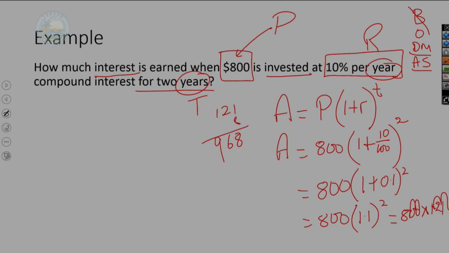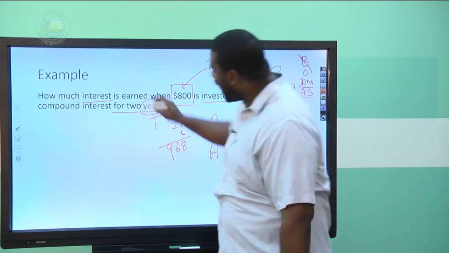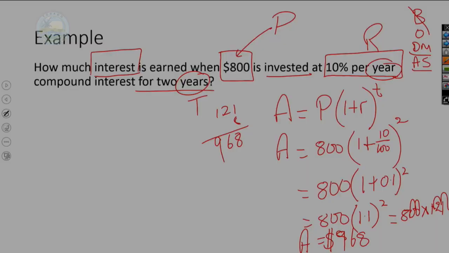968. So the value of that $800 after 2 years is now 968. But this is not what they ask us for, because this is what? This is the amount. This is not the interest. But they asked us for the interest. So how do we calculate the interest?